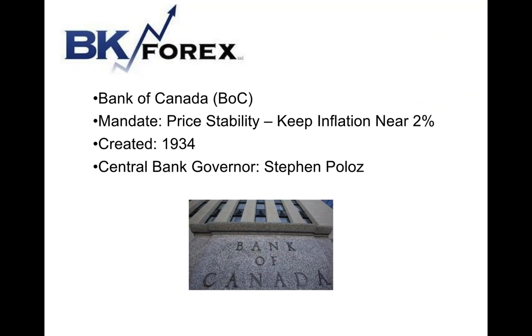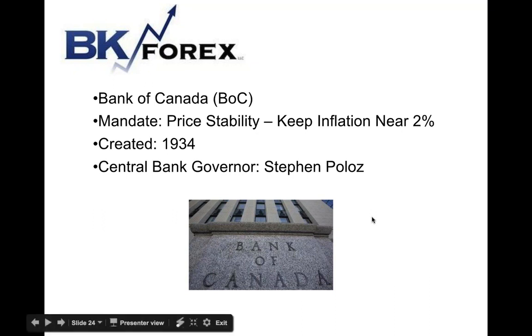Bank of Canada is the central bank of Canada. Its mandate is pretty much price stability, very similar to Australia. You'll notice that there's quite a lot of similarity between Australia and Canada, culturally, financially, because they are the remnants of the British Empire. They've kept a lot of very British traditions in their financial sector, and they followed very, very similar rules. It was created in 1934. The central bank governor right now is Stephen Polos.